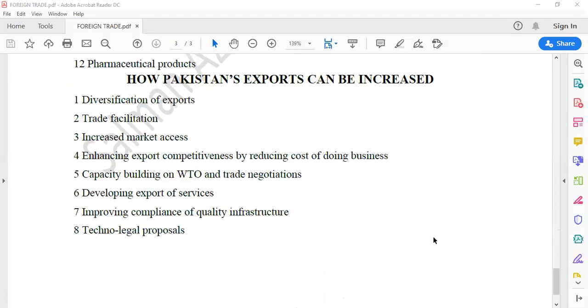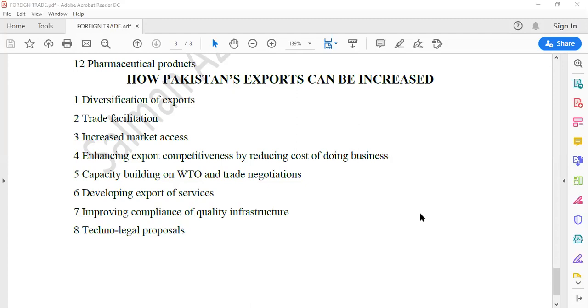Last is how we can increase the exports of Pakistan, or how we can improve the trade structure of Pakistan, how we can eliminate the trade deficit. First is diversification of exports. We should diversify our exports. We should try to produce diversified products. We should have those products which are specialized by us, and those are much needed by the world.